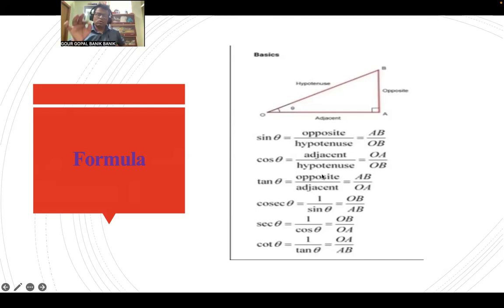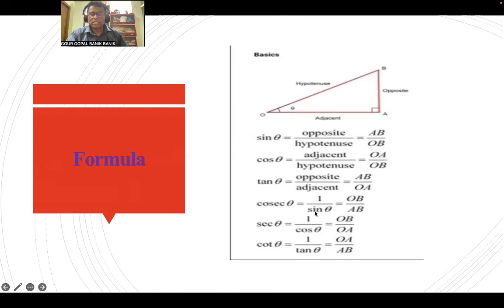Dear students, if you learn only three formulas, you can make 6 formulas. Remember, please, if you learn only 3 formulas, you can learn 6 formulas. Let me tell you the technique. Sin theta, cos theta, tan theta. You learn only these 3. The other things will come. See, sin theta and cosec theta have some connection. Whatever sin theta is, cosec theta is 1 upon sin theta.